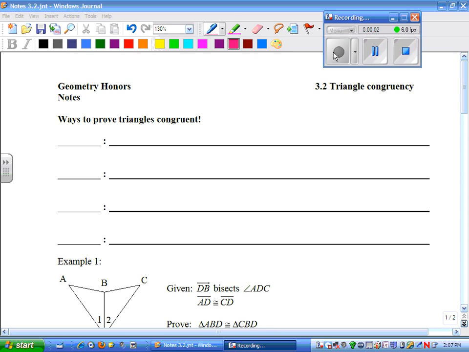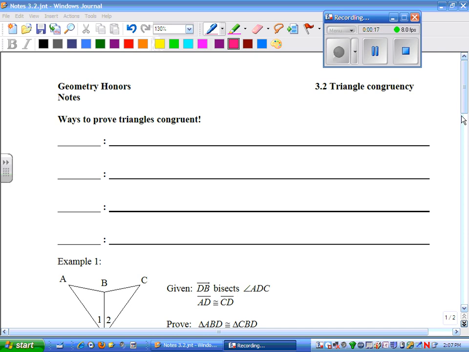Today's lesson is on proving triangles congruent. We will be learning 3 out of the 5 ways that triangles can be congruent to each other, and we will be solving proofs to figure these out. Okay, so the first one is called side, side, side.